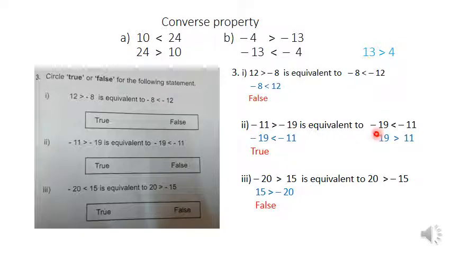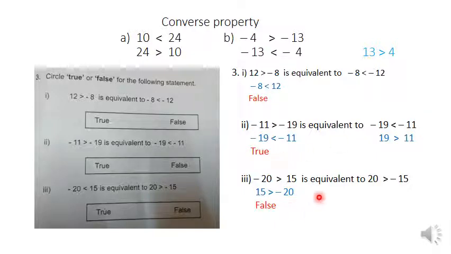Look at the given converse property. Negative 19 is less than negative 11. Is it the same? The given converse property and the converse property that you get? Yes, same. So this statement is correct. So you write true.